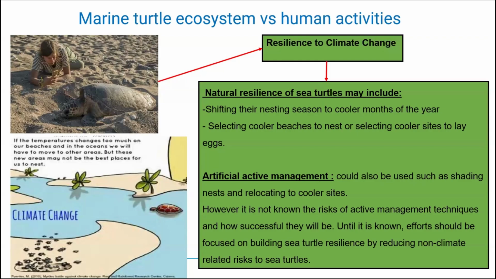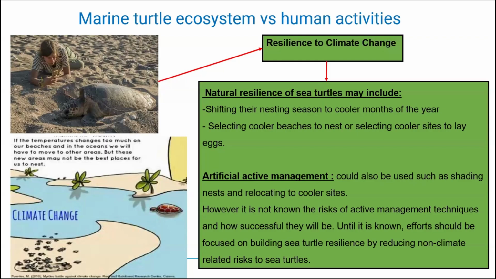Also, selecting cooler beaches to nest, so selecting a cooler site to lay the eggs. So they are able to move, in this case of Mediterranean populations, they will move in the Western Mediterranean, as I will show later on, and in the north to the Adriatic. So they have this ability to move, but we could also help them by artificial active management. What people are doing is shading the nest or relocating it to cooler sites, in order for the eggs to be incubated at a cooler temperature and produce more males.